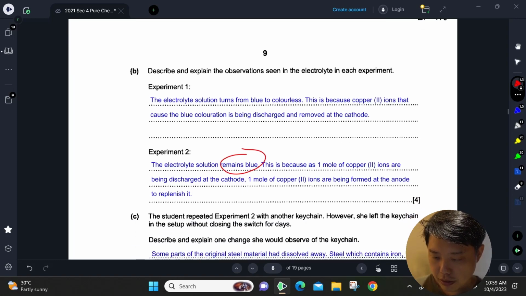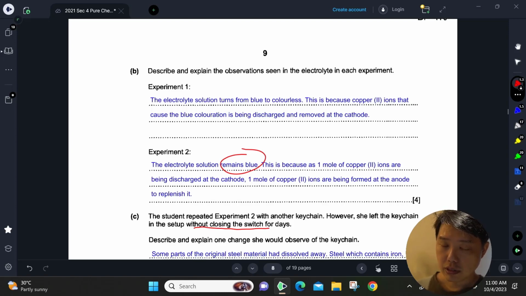A student repeated experiment 2 with another keychain. However, she left the keychain in the setup without closing the switch for days. What is the one change you will observe in the keychain? Definitely the plating doesn't take place because the circuit isn't closed.